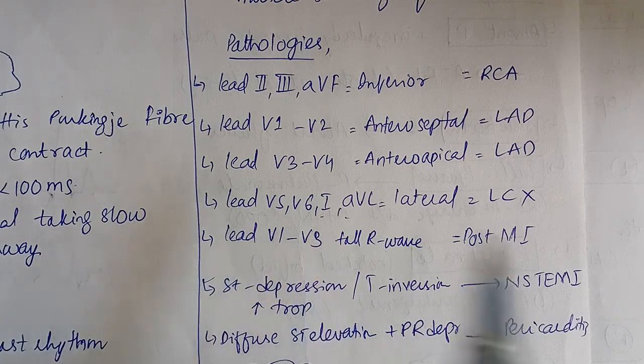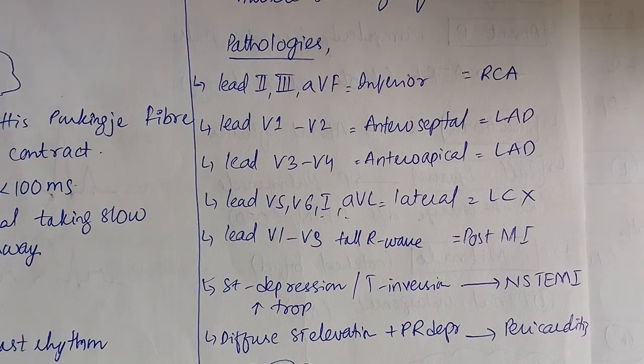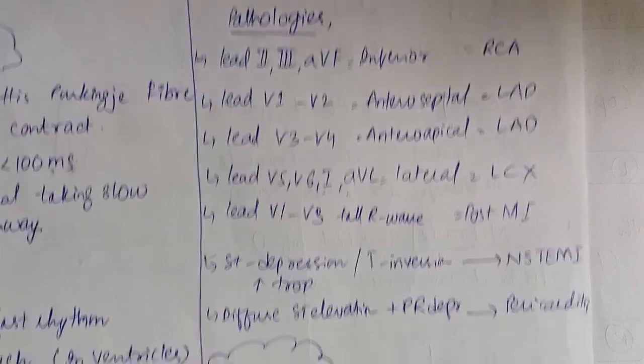Leads V1 to V3 with a tall R wave are seen in posterior MI. Now, if we have ST depression or T inversion, the troponins are increased, and the patient is having chest pain, that is non-ST elevation MI. And if there is diffuse ST elevation and PR depression, we are going to signify it as pericarditis, especially if the patient has a history of flu or any other preceding illness along with the chest pain. So we can see the ECG and diagnose it as pericarditis. Now we have the T wave.